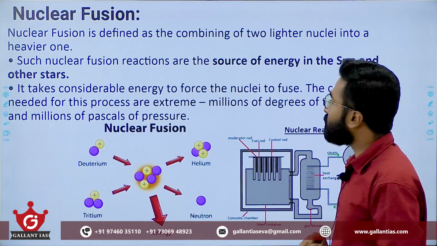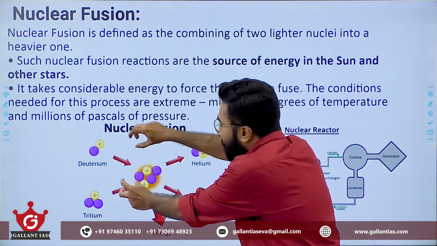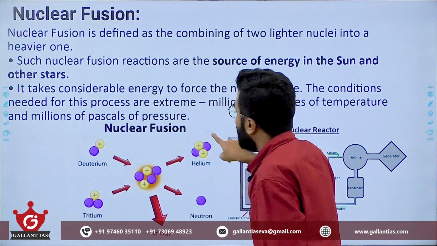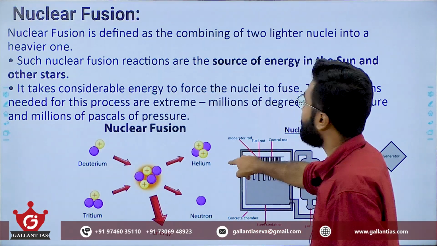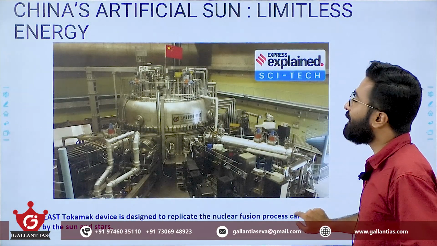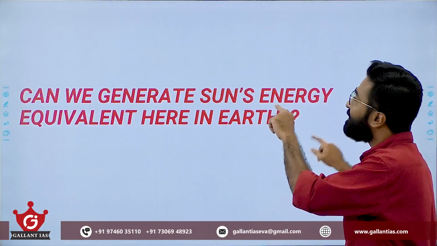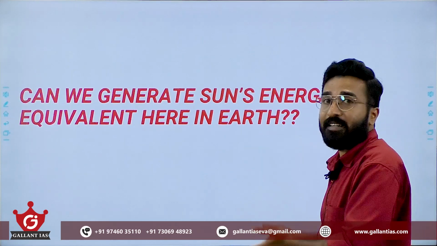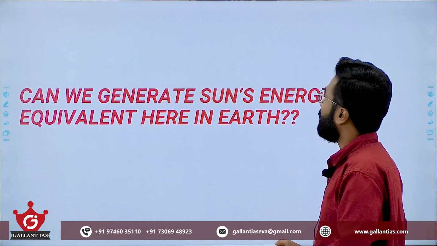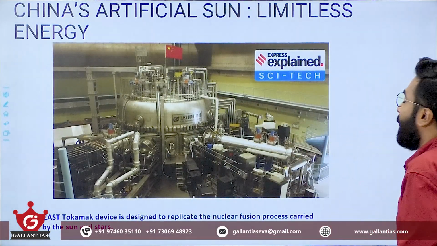Now, in the process of nuclear fusion, two different isotopes of hydrogen are merged together and a nucleus of helium is created. This is the process that happens within the sun, and this kind of nuclear fusion is now possible to create within the earth. That's the question within this slide. This is made possible in China.